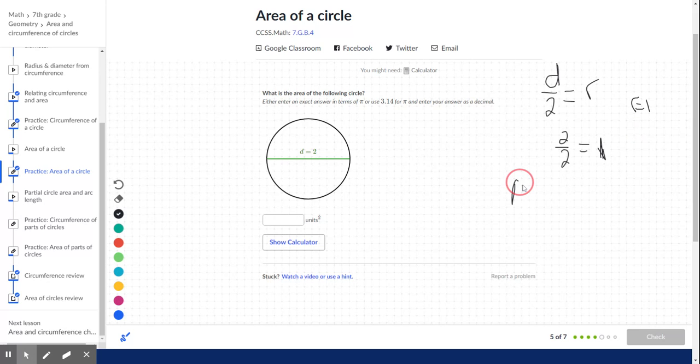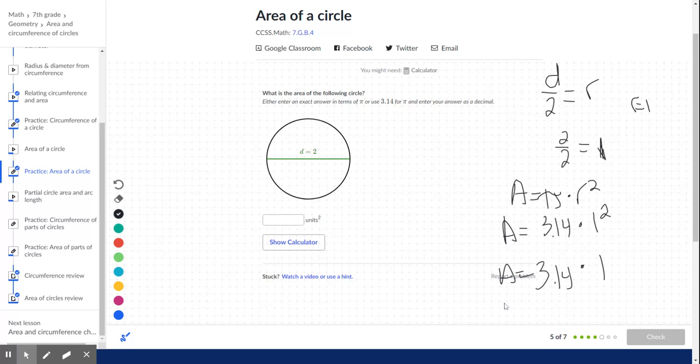Now that I know that, I go back to my main equation, which is A is equal to pi times r squared. I'm going to take out my pi and put in 3.14. I'm going to take out my r and put in a 1, but remember we have to square it. A is equal to 3.14 times 1 squared. I know that 1 squared is 1, that's 1 times 1. I still have to multiply by 3.14 to get my area. 3.14 times 1 will give me 3.14. And I am finished.